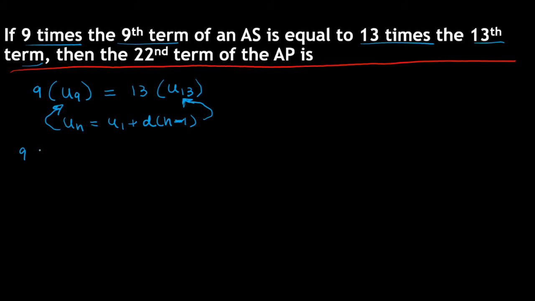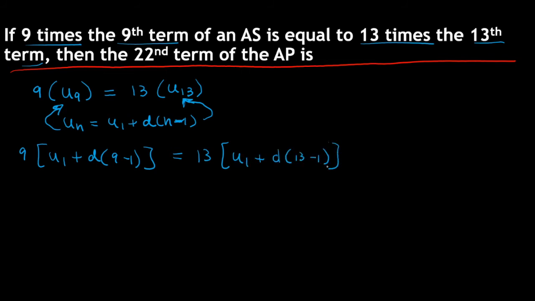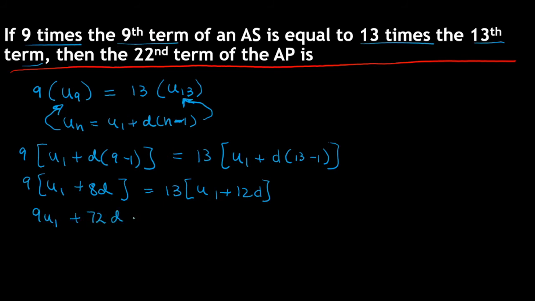So if we do that, what do we get? We get 9 times u9, which is 9 times u1 plus d into 9 minus 1, equal to 13 times u1 plus d into 13 minus 1. Right, let's simplify this. 9 times u1 plus 8d is equal to 13 times u1 plus 12d. Right, if I simplify this more, what I'll get is 9u1 plus 72d equal to 13u1 plus 156d.